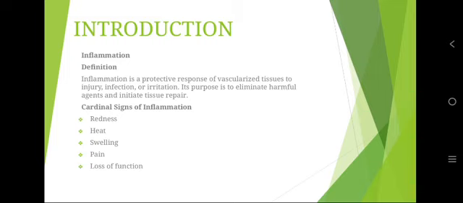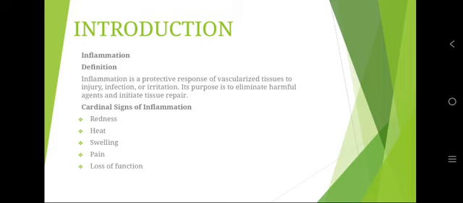Now move on to the signs of inflammation. Redness is the main sign of inflammation. This redness is caused due to increased blood flow. The second sign is heat. This heat is caused due to vasodilation. Then swelling. Swelling is caused due to fluid accumulation. Pain. Pain is caused due to chemical mediators. And finally, loss of function. This loss of function is caused due to tissue damage.